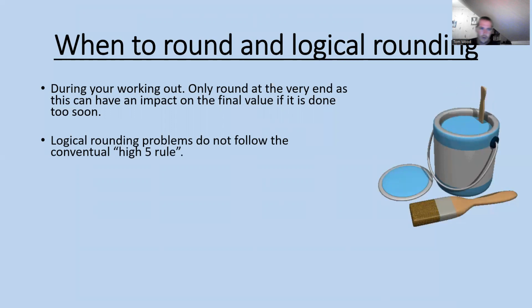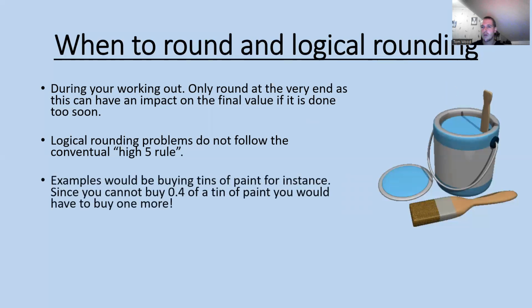The main thing we've got is this idea of logical rounding. It doesn't follow this conventional high 5 rule, but it's very easy to understand because it's a real life problem. If we imagine, let's say we're trying to work out how many tins of paint Barry's going to need. If we calculate it perfectly and we work out, right, he needs exactly 2.4 tins of paint to paint his room. The problem that you've got is that you can't go into a shop and go, excuse me, sir, may I have 0.4 tins of paint? Because they'll just go, no.